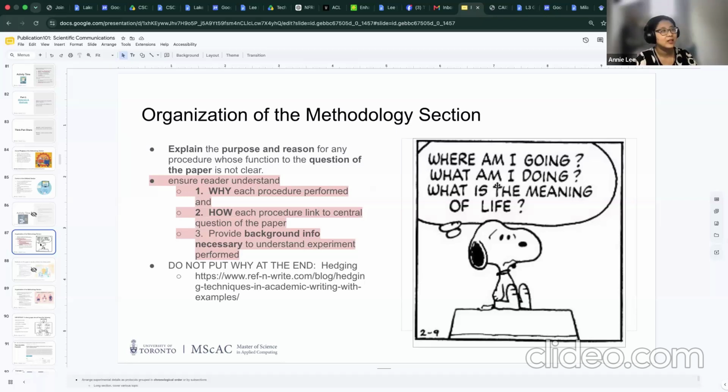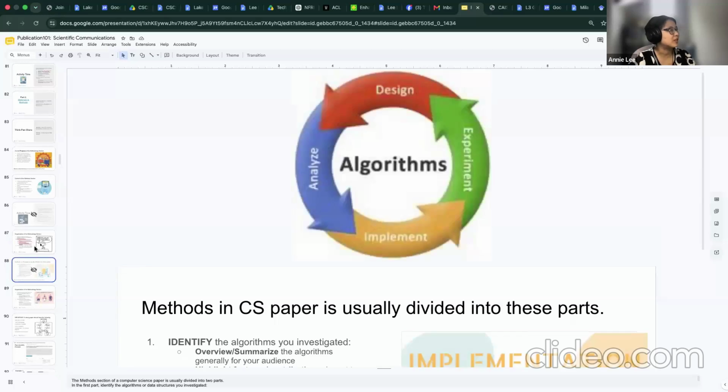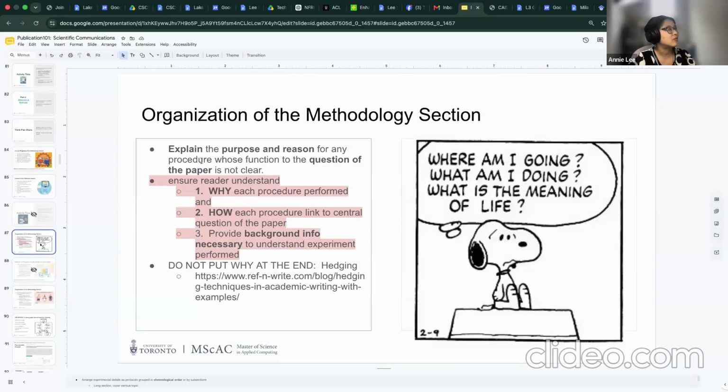So here's Snoopy, he's asking, where am I going? What am I doing? What is the meaning of life? So Snoopy, the dachshund dog, is trying to figure out what is going on. So you can imagine the paper is also trying to figure out what's going on. So you want to explain the purpose and reason of why you're doing something.